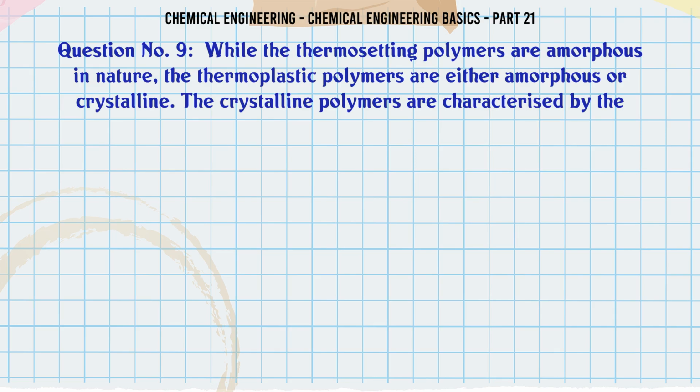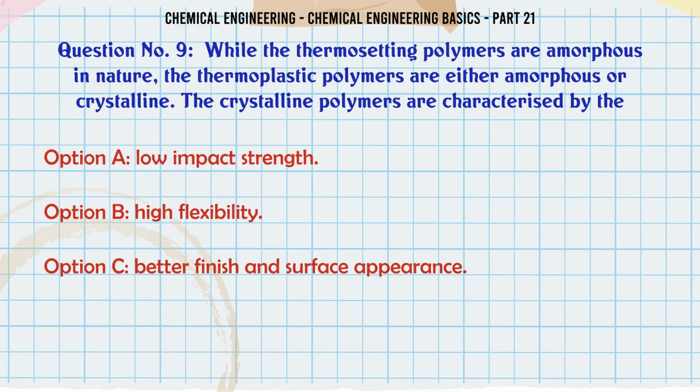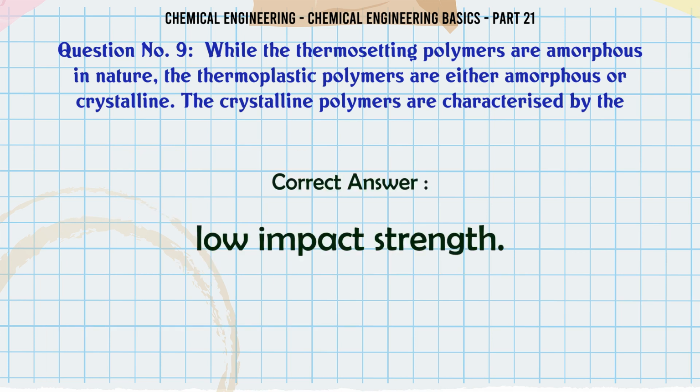While the thermosetting polymers are amorphous in nature, the thermoplastic polymers are either amorphous or crystalline. The crystalline polymers are characterized by the: A. Low impact strength, B. High flexibility, C. Better finish and surface appearance, D. High plastic deformation. The correct answer is low impact strength.